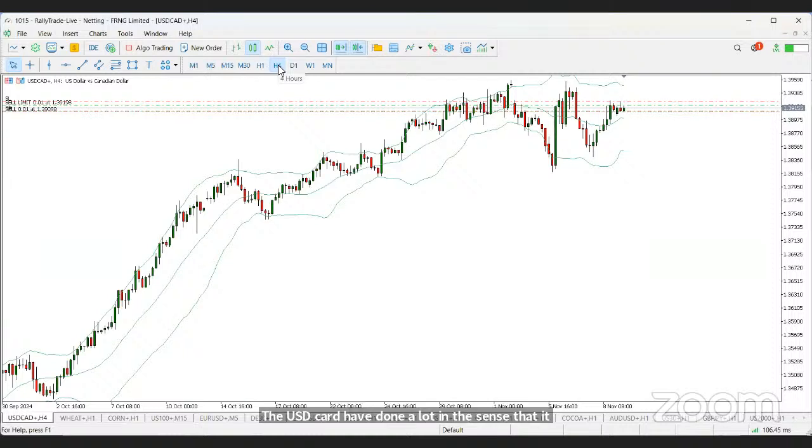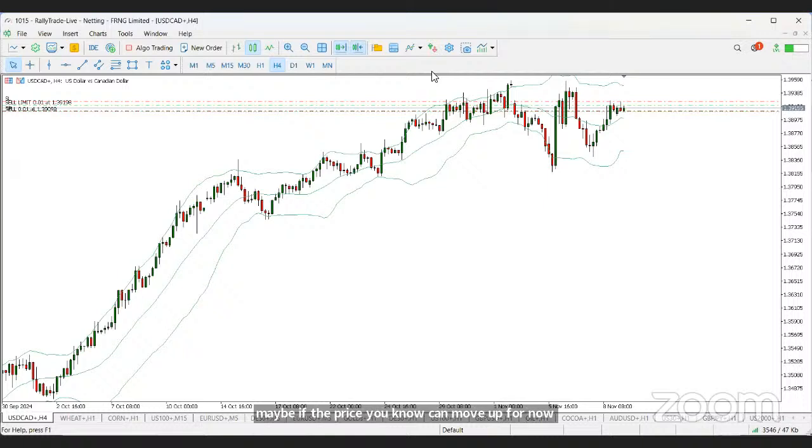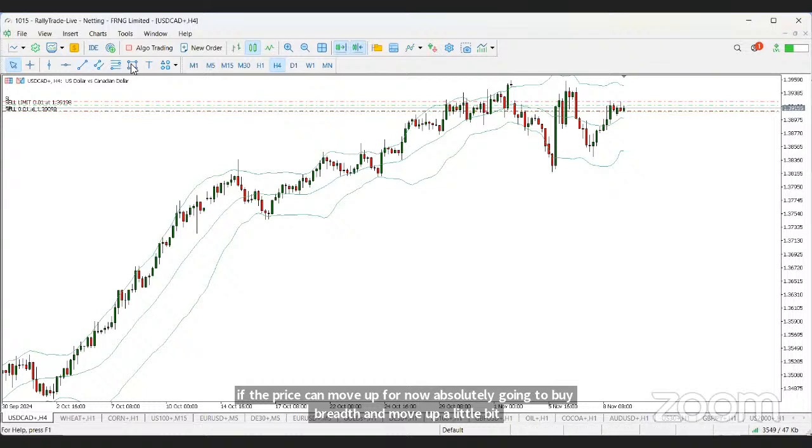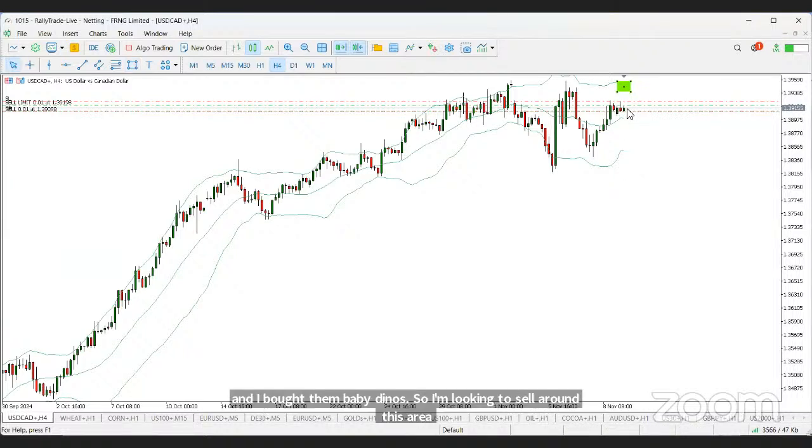So, by what I'm seeing, for now I'm still looking to buy. If the price can move up a little bit back to the angle or the range where it formed an abandoned baby, I'm looking to sell around this area on the USD CAD. But for now, you can still be looking to buy until the price gets there.